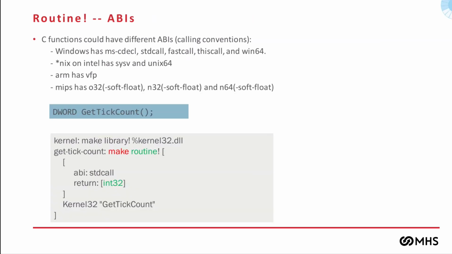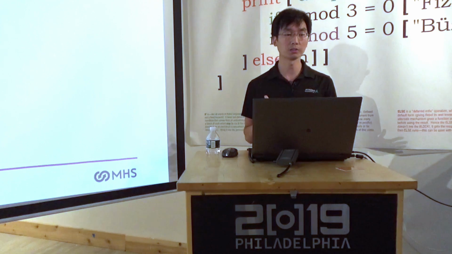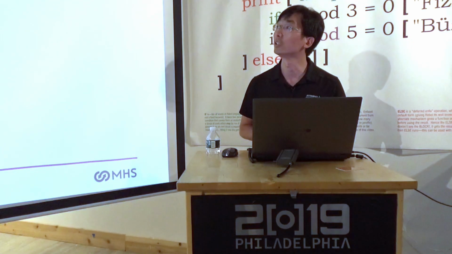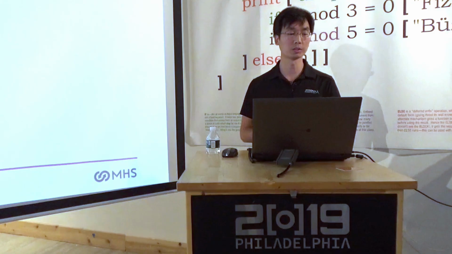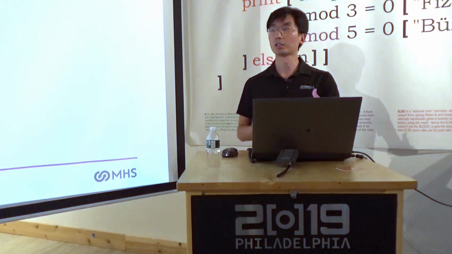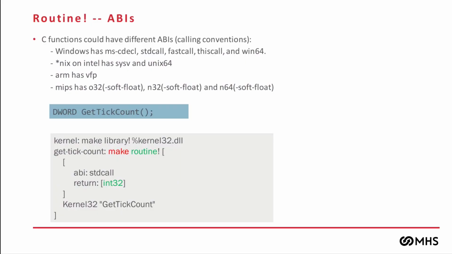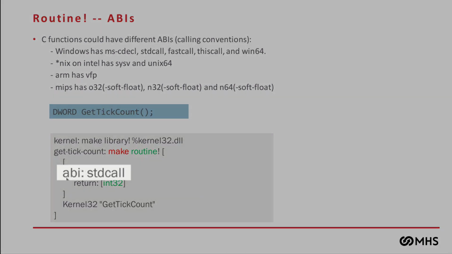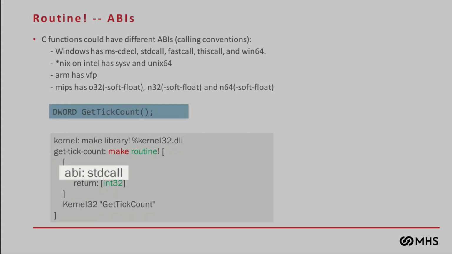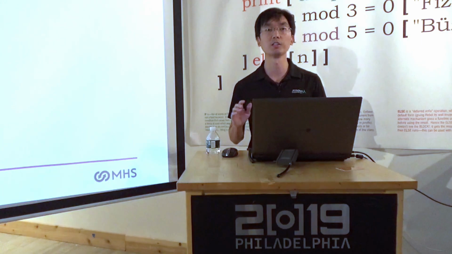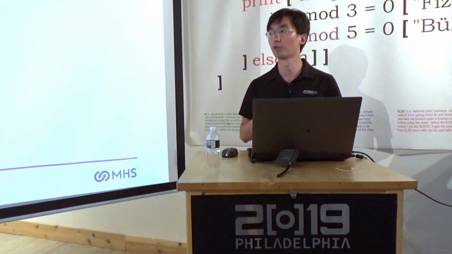And the APIs mentioned before. On Windows, there are so many different calling conventions. On Unix, there are fewer, but still more than one. And on different CPUs, you have different calling conventions, ARM, MIPS, and it's very simple to support different APIs. All you need to do is to say API, then STD call or SystemV or Unix 64, or you can just use the default. There's a default calling convention for each platform.